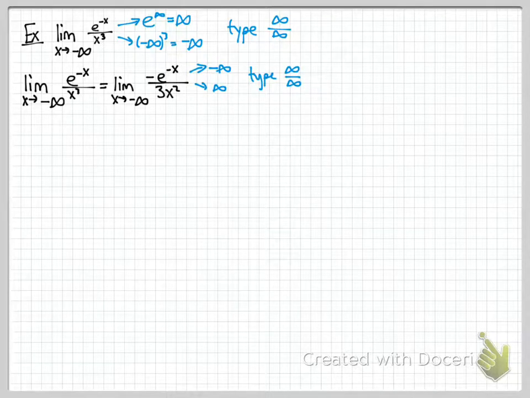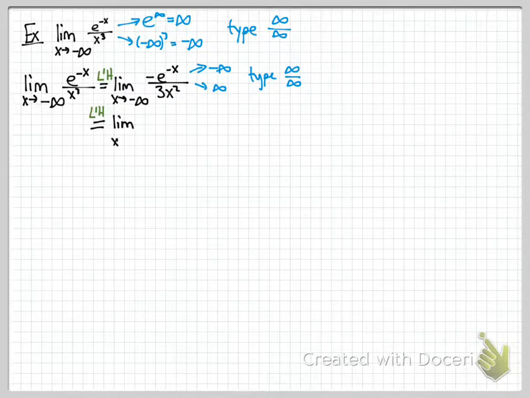But now again, when I see what happens when x approaches negative infinity, the numerator is now negative e to the negative infinity. Negative e to the infinity, that's negative infinity. And the denominator is 3 times negative infinity squared, that's infinity. So again, I have an infinity over infinity type. That was L'Hopital's rule, I forgot to write it. But since I still have an infinity over infinity situation, I get to use L'Hopital's rule again.